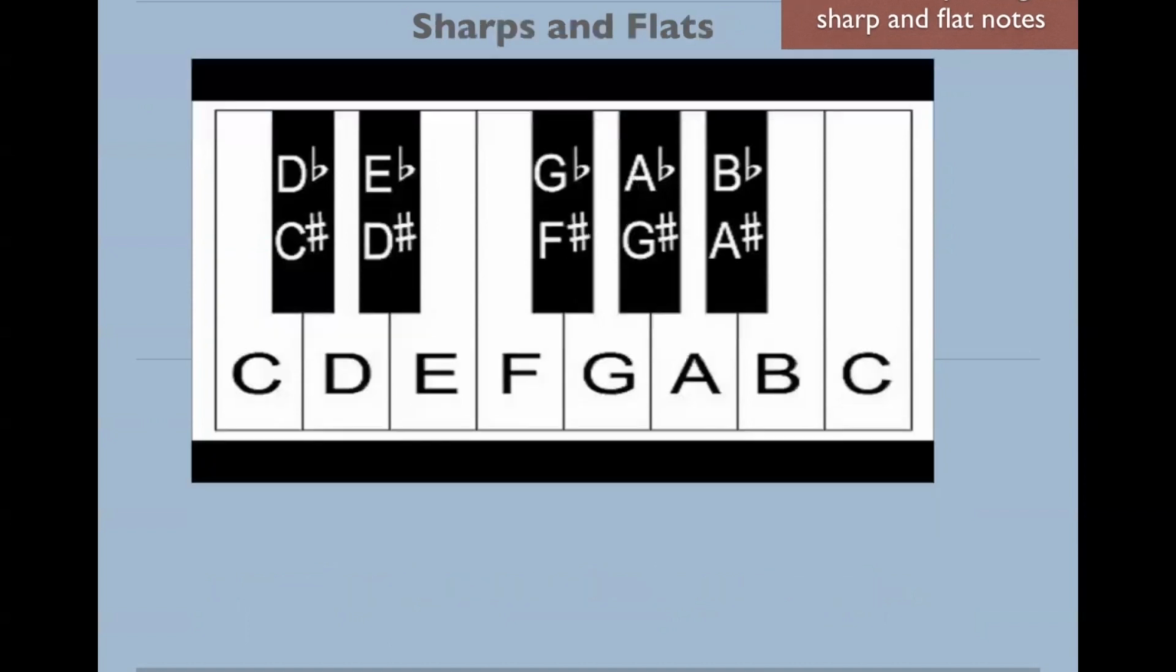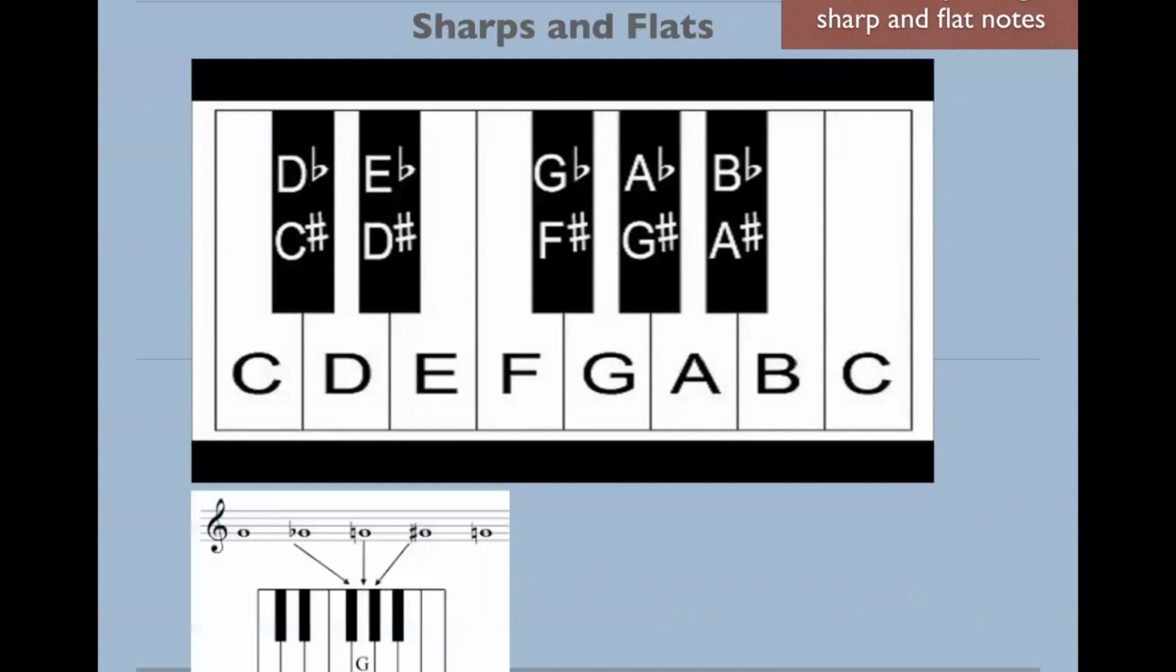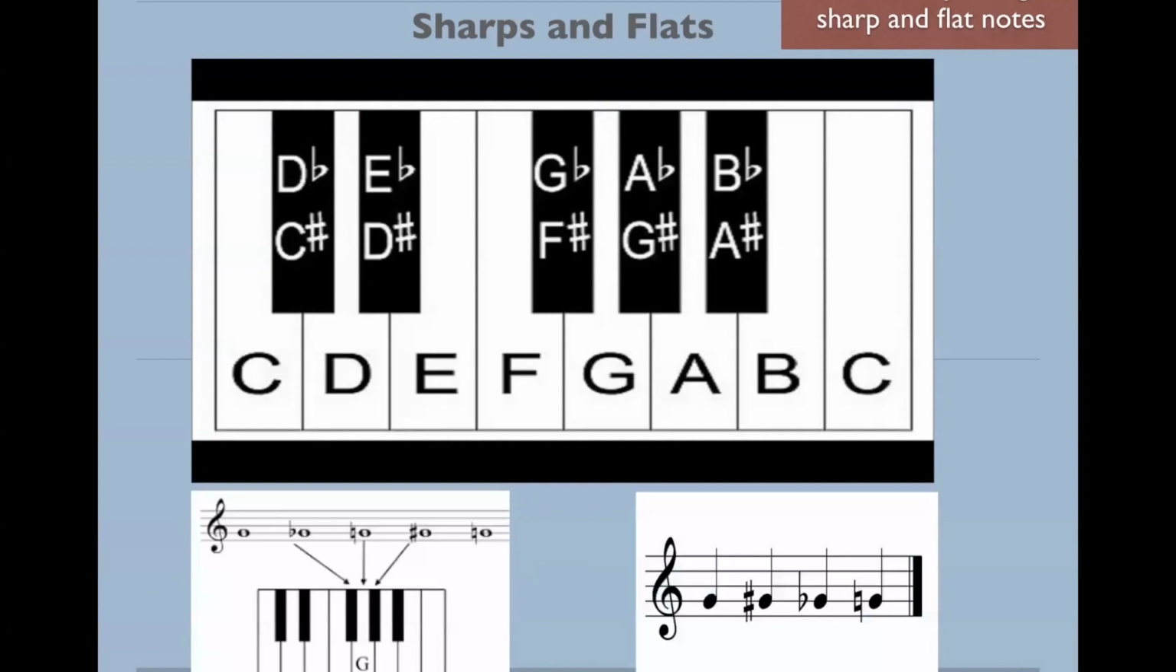Okay, so for the next step. So what is a sharp and what is a flat? Now, a sharp and a flat, once again, we can find a sharpened version or a flattened version of a note when we move left or right of a note. Okay, so you'll see here that sharp notes are represented by this hashtag looking symbol.